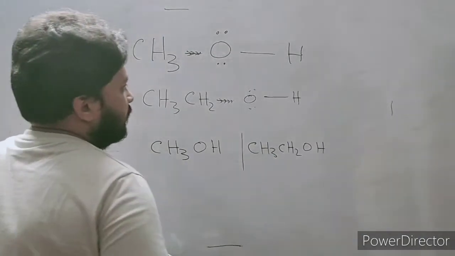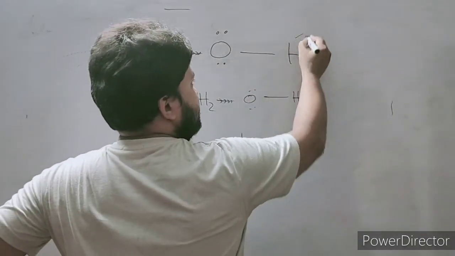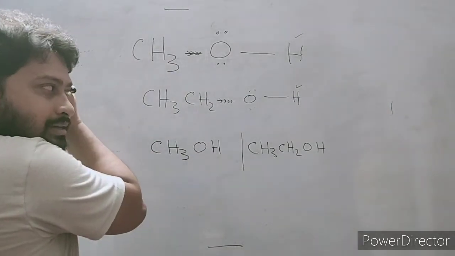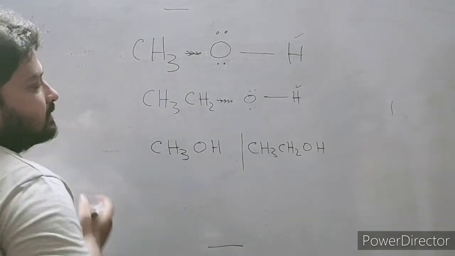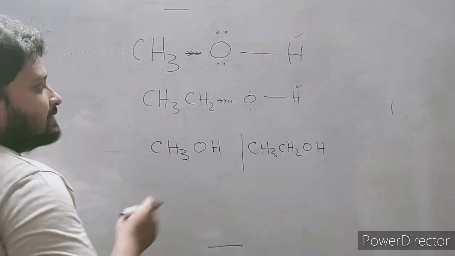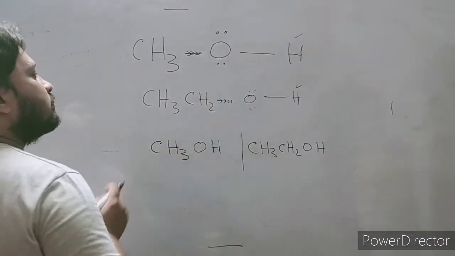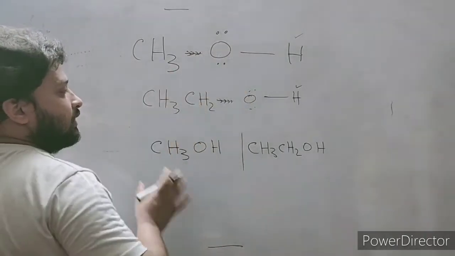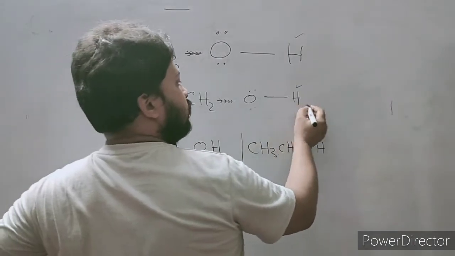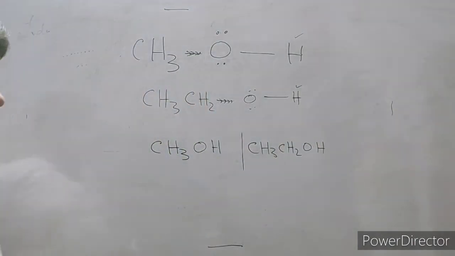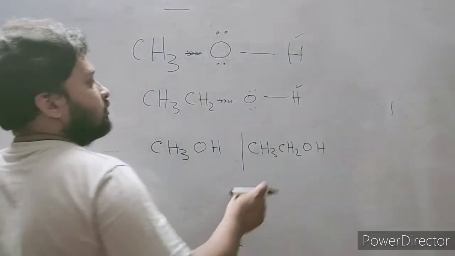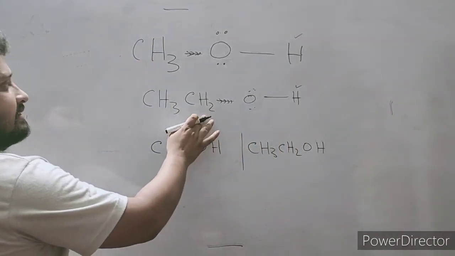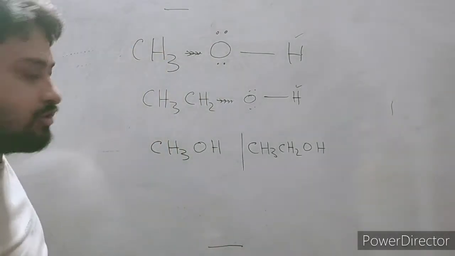So which is easy to donate H plus? As the electron density of this compound is very high compared to the first one, it is not easy to donate H plus. For that case, it is less acidic compared to CH3OH.